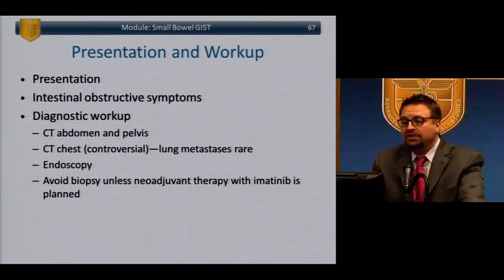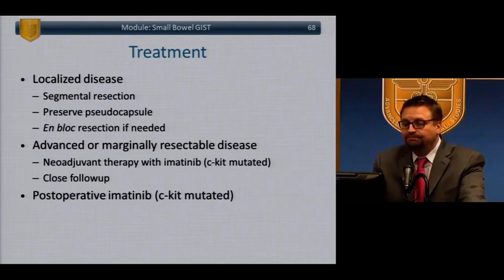Workup is imaging, CT scan. Chest CT is controversial as lung metastases are rare but do occasionally occur. Endoscopy, of course. Now, they should not be biopsied. These tumors should just be resected. However, if you're going to treat the patient preoperatively with Gleevec, then a biopsy would be indicated to make sure, number one, you have the right diagnosis, and also to evaluate perhaps the c-KIT mutation status. But in general, most of these patients should just undergo a resection.